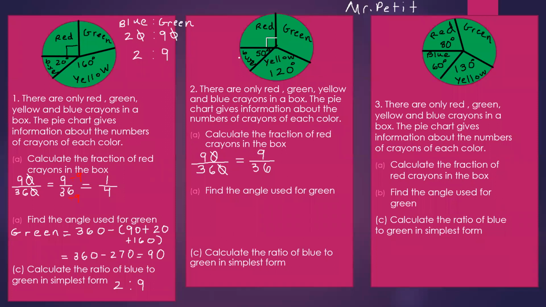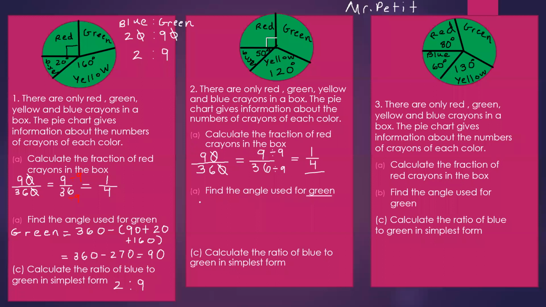And then we have to divide top and bottom by 9. So 9 divided by 9 is going to be 1, and 36 divided by 9 is going to be 4. So the first one is definitely 1 over 4. Everyone should get that. The next one, they want us to find the angle used for green.